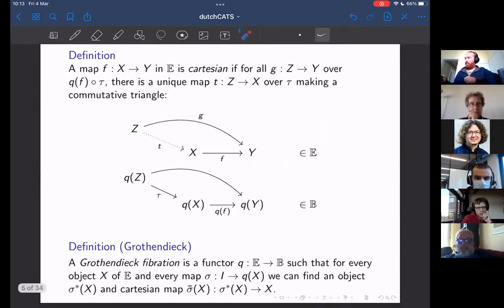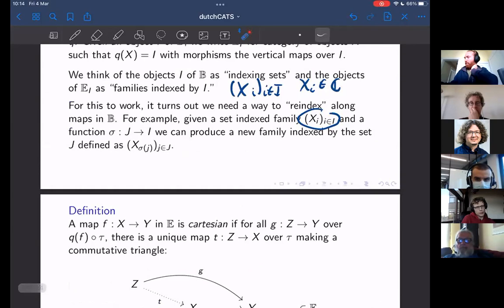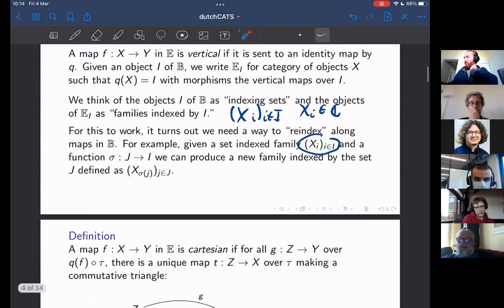And so this is formalized. I think this definition was originally due to Grothendieck, and it's formalized using Cartesian maps and Grothendieck fibrations. So we say a map is Cartesian if whenever we have a diagram like this, like the solid lines in this diagram, there's a unique map T here. So this is a kind of universal property that's satisfied by this re-indexing here.